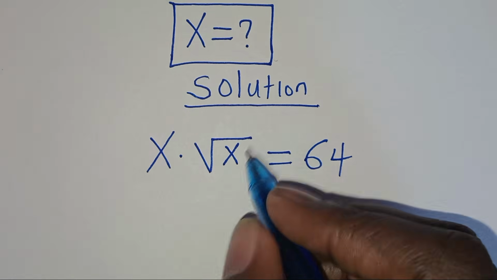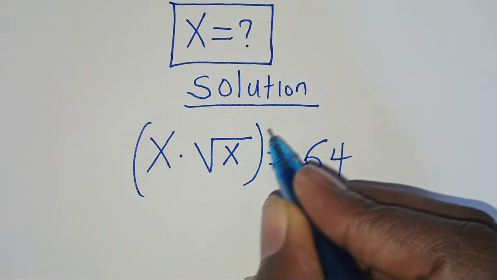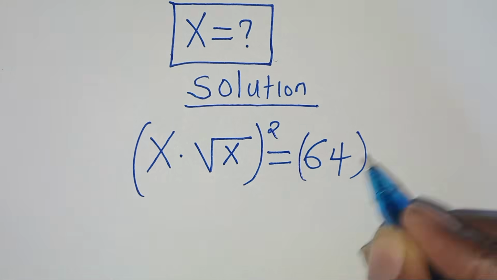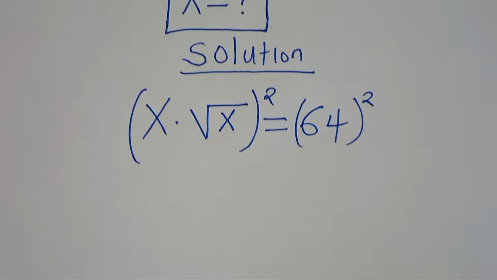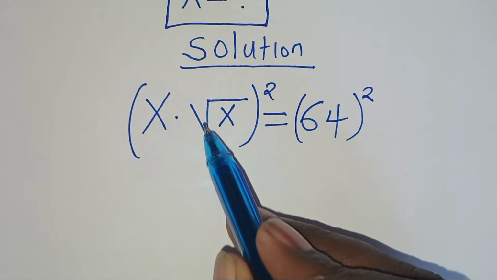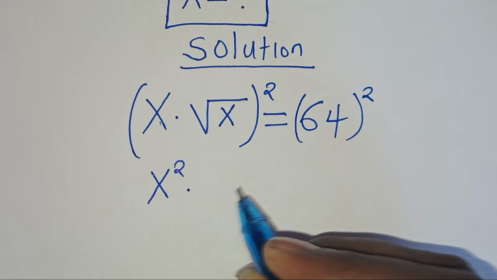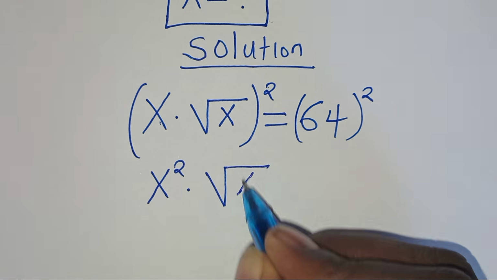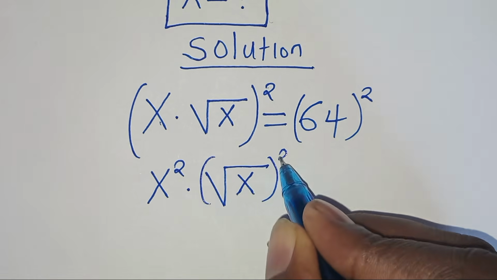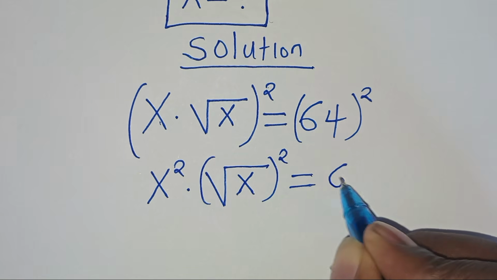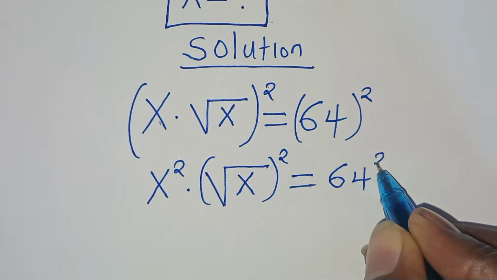So the first step is to square on both sides. Let's square on both sides from here. So now we have x to the power of 2 multiplied by square root of x raised to the power of 2. This is equal to 64 raised to the power of 2.